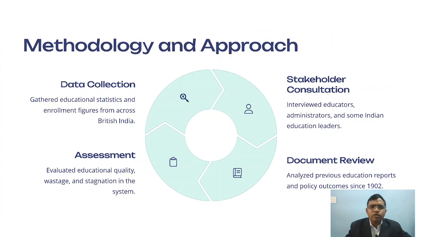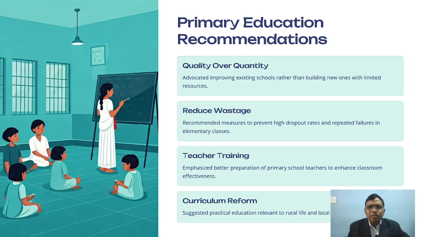Methodology and approach: how they collected the information and which methods they used. First of all, they collected information from educational institutions, including enrollment figures across British India. Then they consulted stakeholders: they interviewed educators, administrators, and some Indian education leaders also. Then assessment: they evaluated education quality, wastage, and stagnation in the system. They observed where the leakages and stagnation were in the system. After that they reviewed documents, analyzing previous education reports and policy outcomes since 1902.